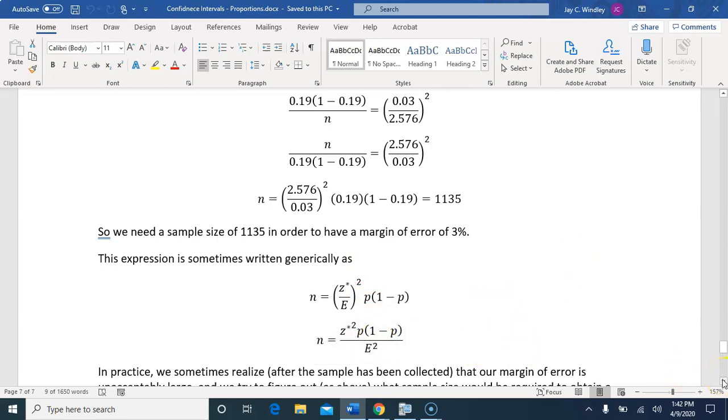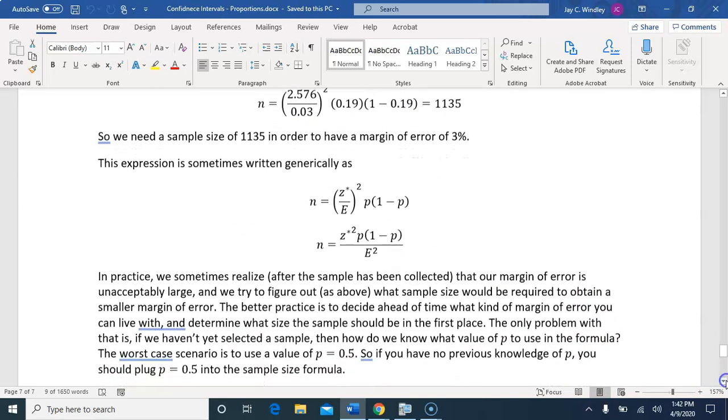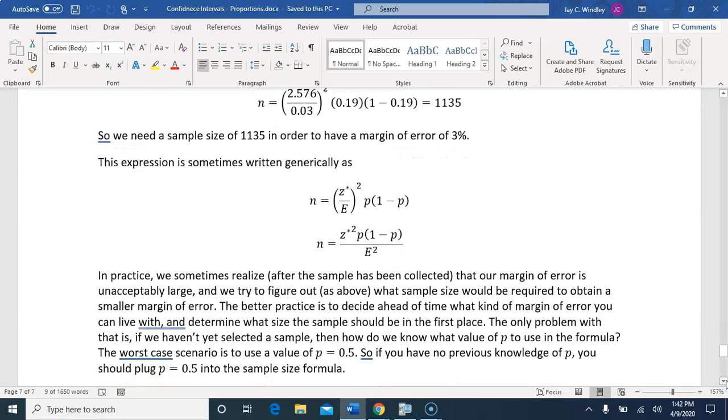Sometimes we realize after constructing the confidence interval that our margin of error is too large, and we try to figure out, like we just did, how big of a sample we should have gotten. But it's actually better practice if the statistician figures out ahead of time what's an acceptable margin of error, and based on the acceptable margin of error, they determine ahead of time what sample size they should get. The problem is, if we haven't done a sample at all yet, then how do we know what value of p to put in this formula?